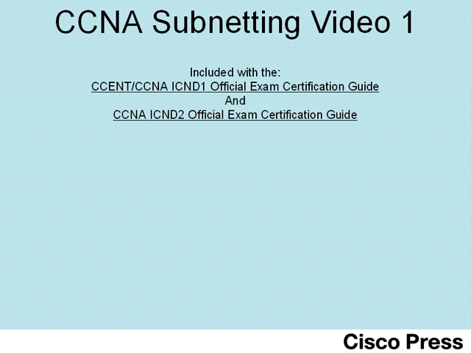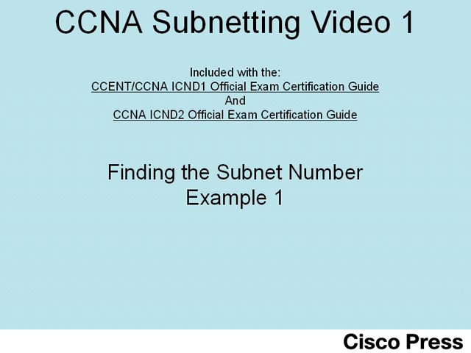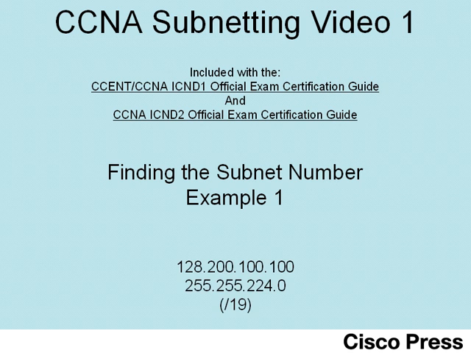I'm the author of the ICND-1 and ICND-2 Official Exam Certification Guides from Cisco Press, and this video is the first of 8 different videos that are available with these books. This first video shows an example of how to find the subnet number given an IP address and mask, specifically for IP address 128.200.100.100 with mask 255.255.224.0.